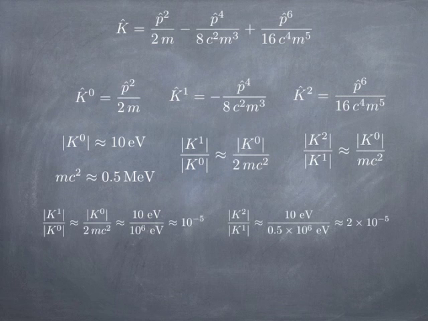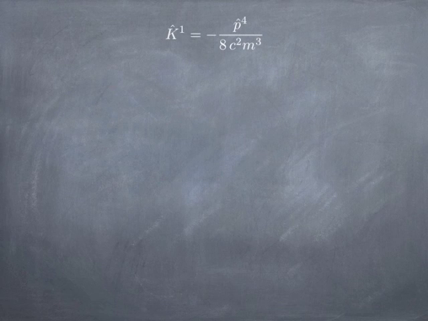And so what that means is that K1 is about 1 part in 100,000 of the classical kinetic energy, and K2 is something like a part in 100,000, 2 parts in 100,000 of that. So we're going to worry about the first correction, but we're not going to worry about the second one because it's 100,000 times smaller, or 50,000 times smaller. So we'll worry about K1. We're going to forget about K2. So let's throw K2 out and focus on K1.